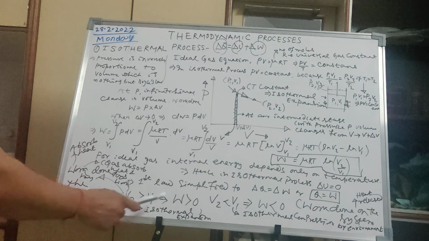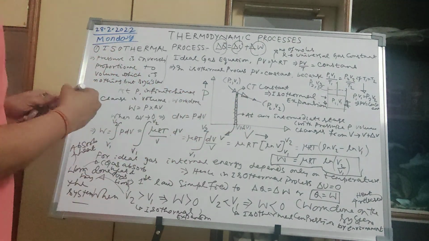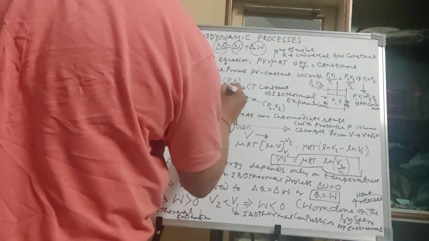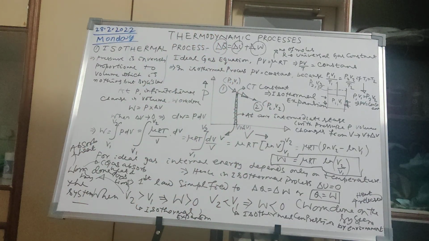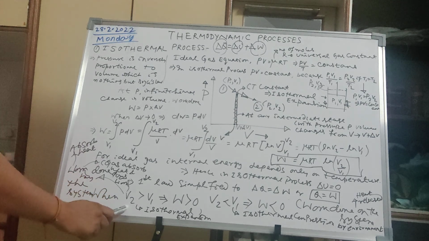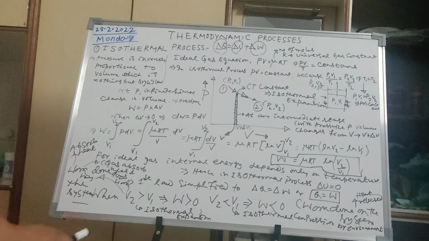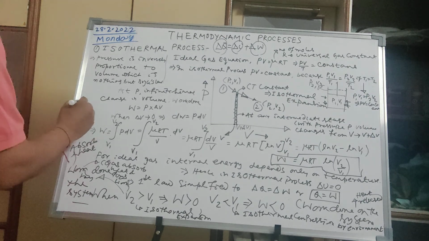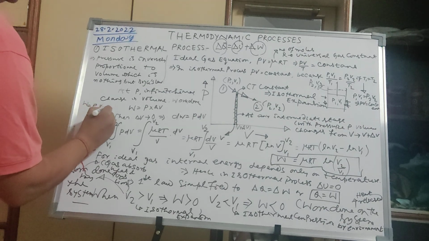In this case, you can see it is going from state 1 to state 2. That means in this process, V2 is greater than V1. So when V2 is greater than V1, work done is greater than 0, because you know W is equal to P into V2 minus V1, right?